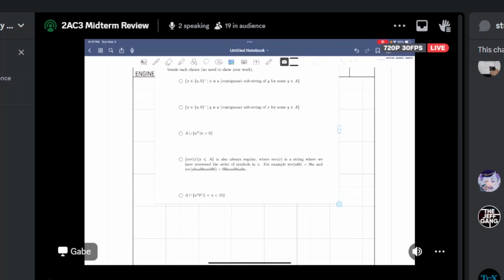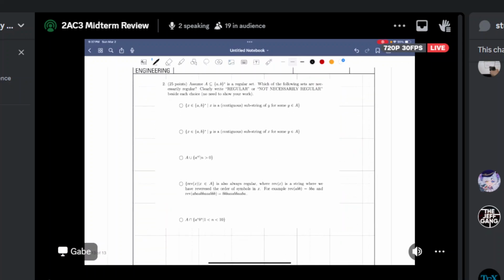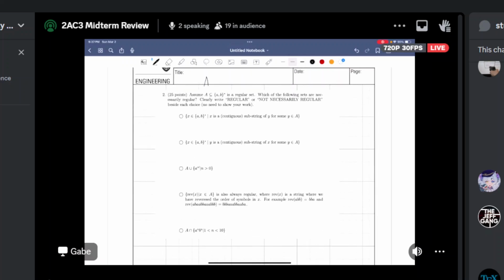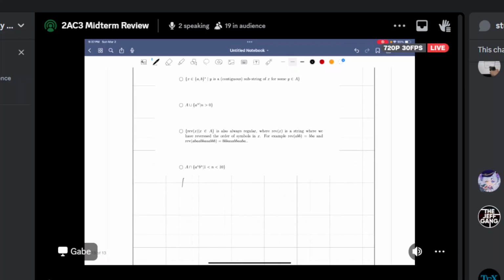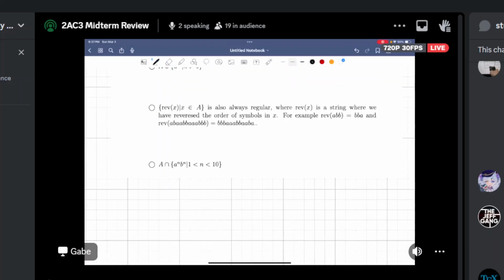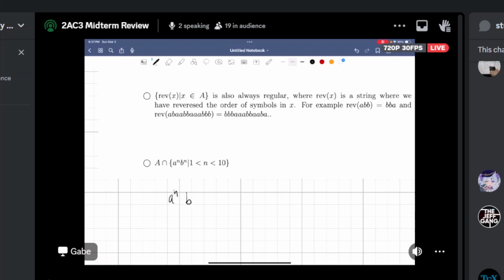Okay. So there is actually a trick. I'm going to start with the last one first. Yeah. So if you have some set A that's regular, which of these are either regular or not necessarily regular? So if A is regular, A and this, is that regular? This is actually meant to trick the people who just see A^n B^n and automatically say that this is non-regular. Oh, that's evil, actually.